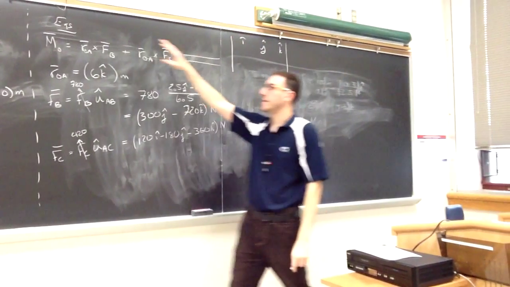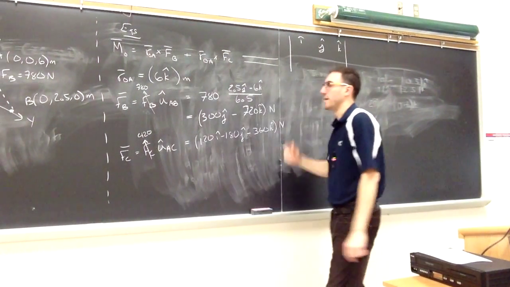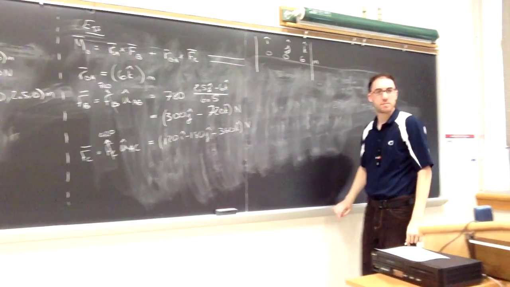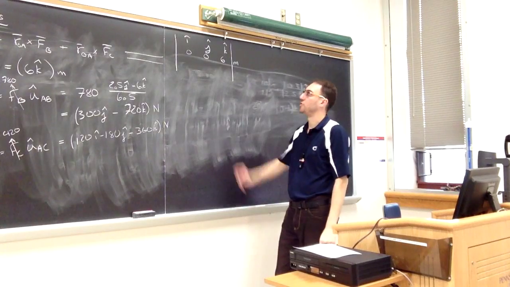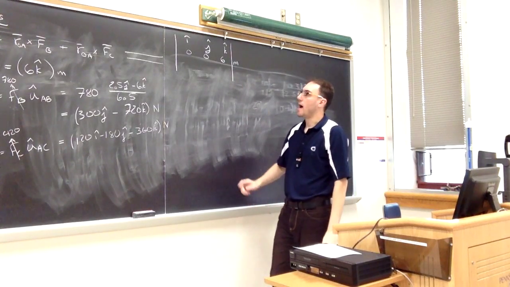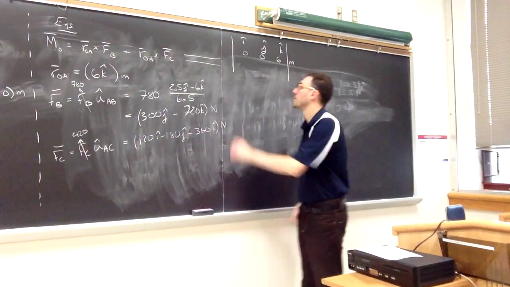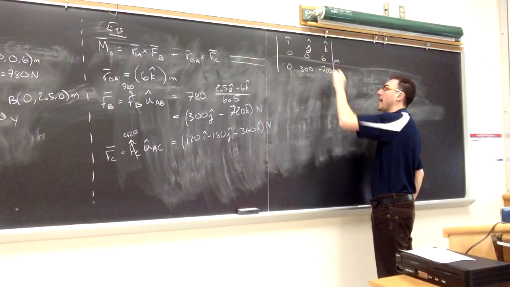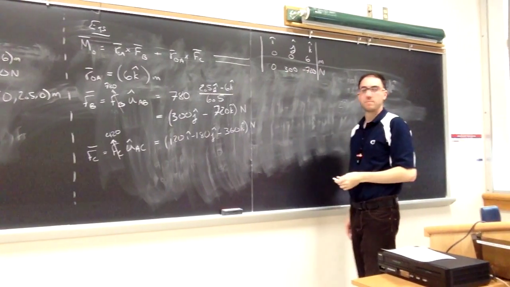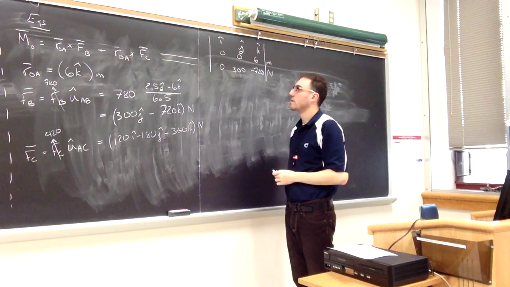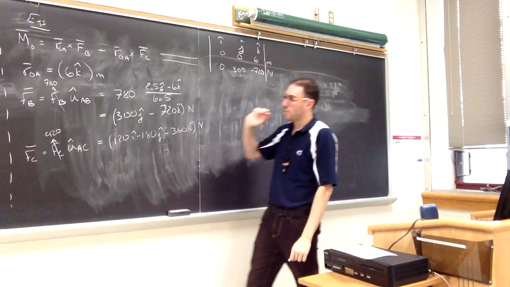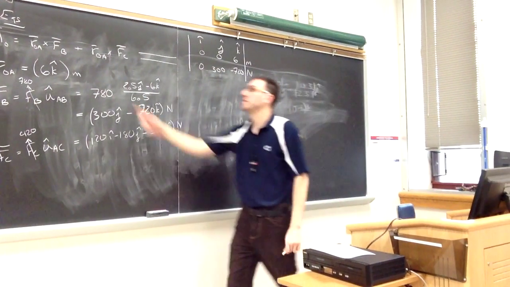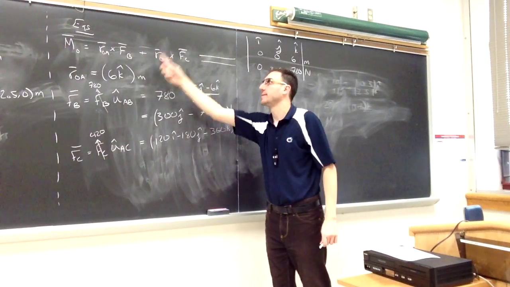I can now write this first cross product as a determinant. So ijk, 0.006 meters, because ROA is just 6k. And FB, down here, we know is going to be 0i, 300j, negative 720k newtons. So this is just rewriting this cross product in determinant form. I then add to that determinant a second determinant.